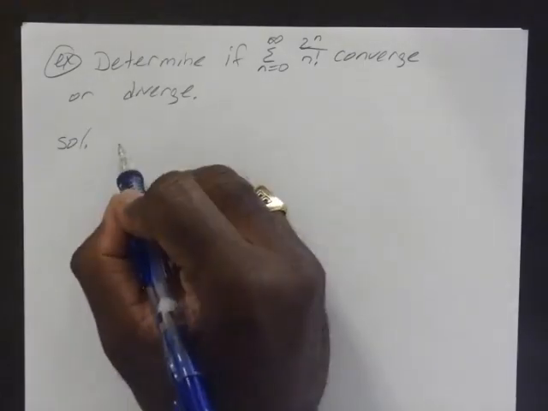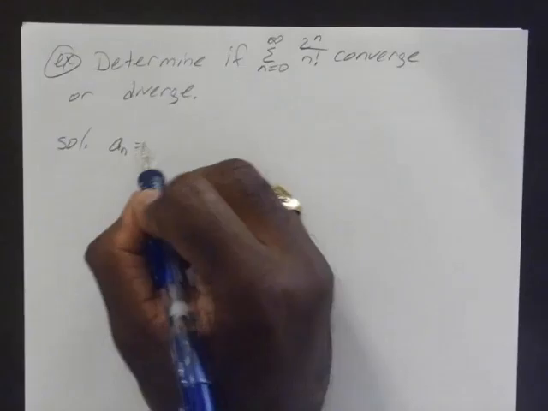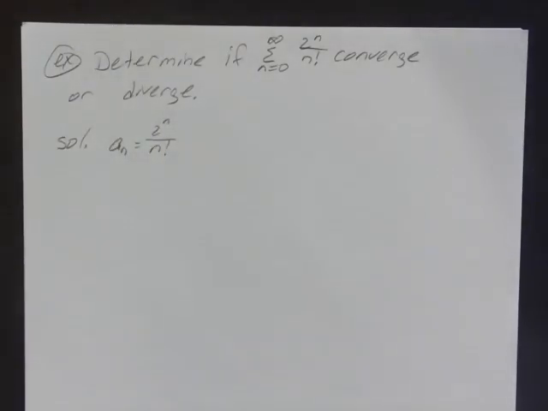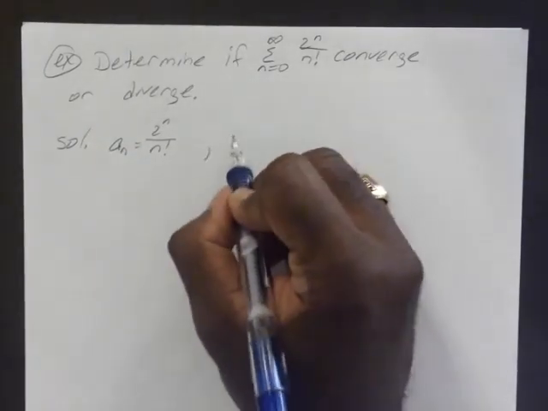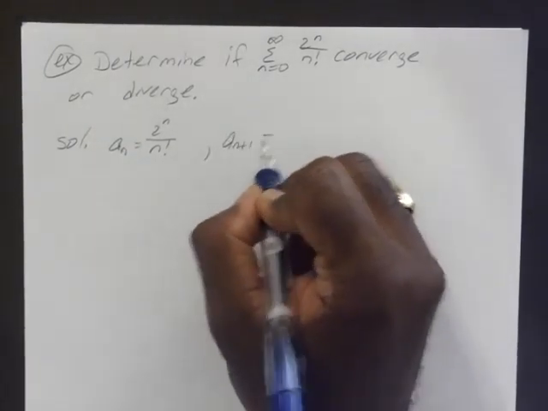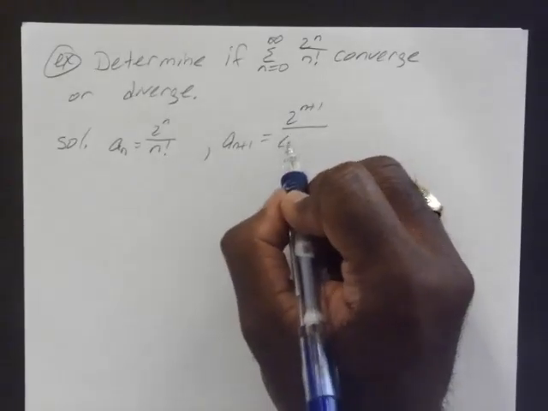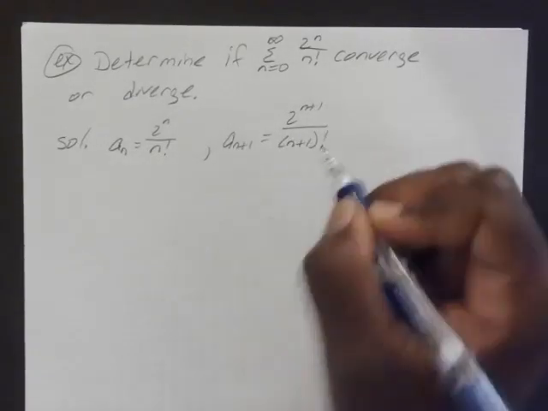Okay, well, for this one, our a sub n will be 2 to the power of n over n factorial. And our a sub n plus 1 is 2 to the power of n plus 1 divided by n plus 1 factorial.